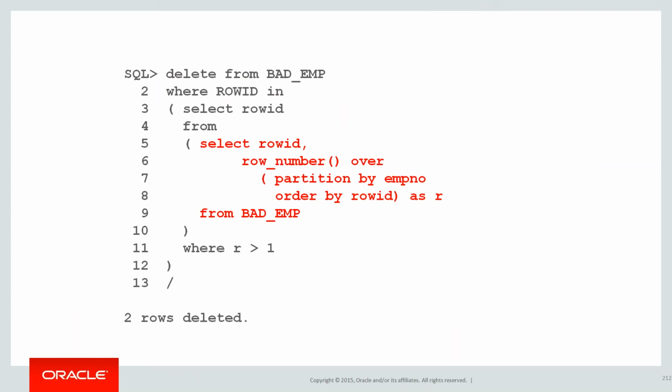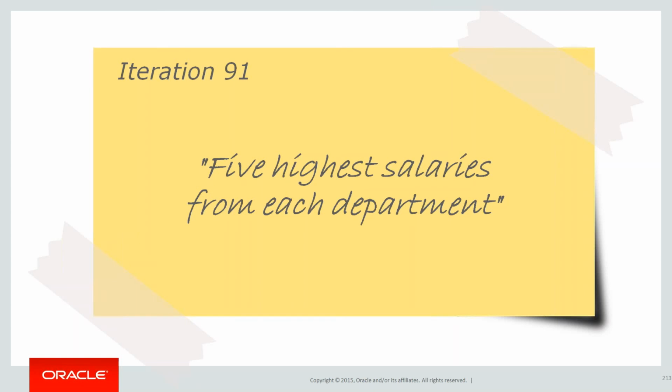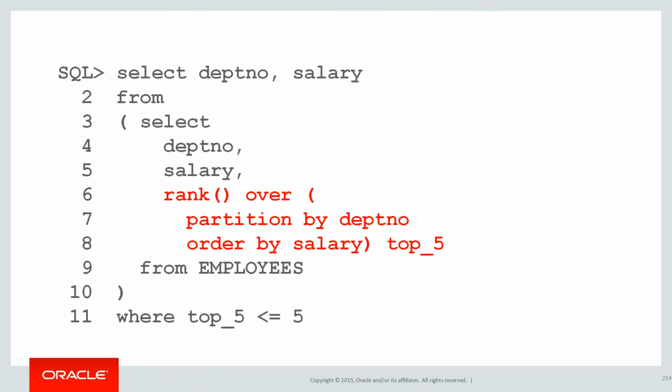Once again, using analytics in a non-analytic function, so to speak. For example, find the 5 highest salaries for each department. Nice and simple. Do a ranking, partition by department number, order them by salaries, and then simply pick out those where the ranking is less than or equal to 5.